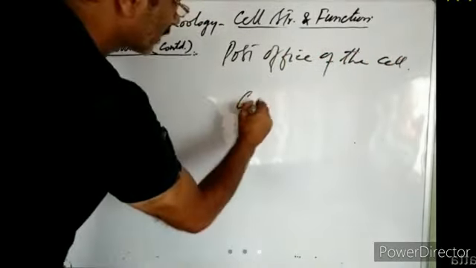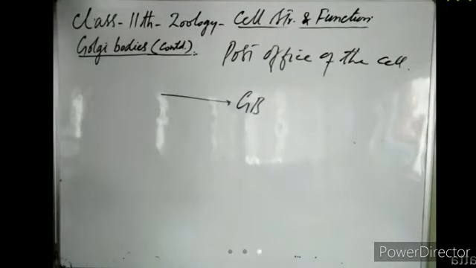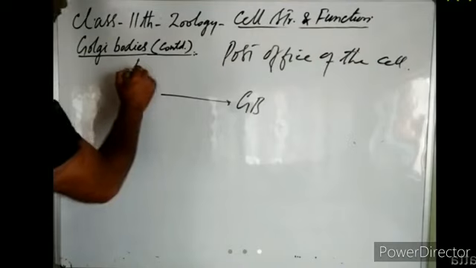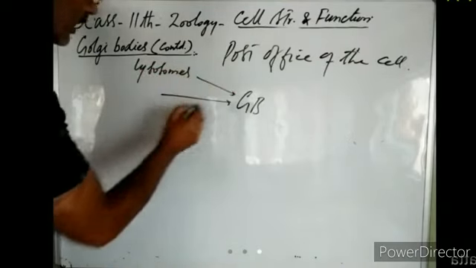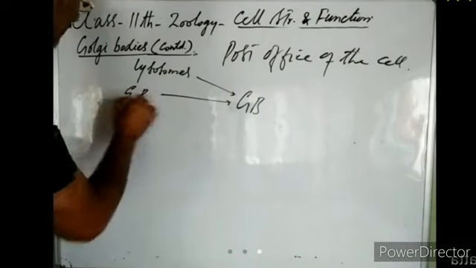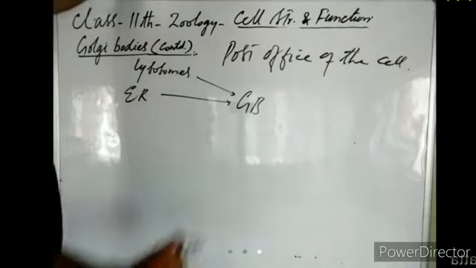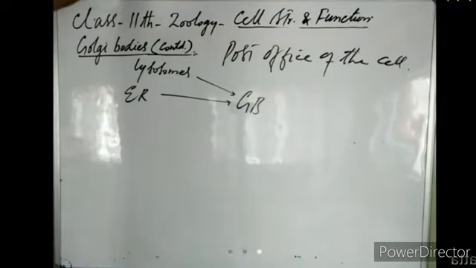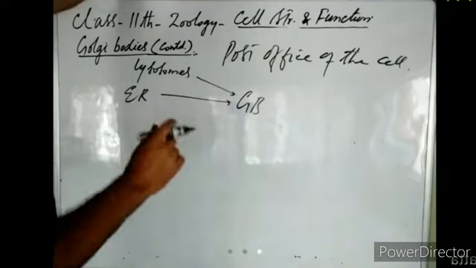So this Golgi body receives materials on one side. Where from does it receive materials? It receives materials from lysosome. It receives materials from endoplasmic reticulum. Then it packs those materials in small vesicles and it adds an address to those fluid-filled vesicles.